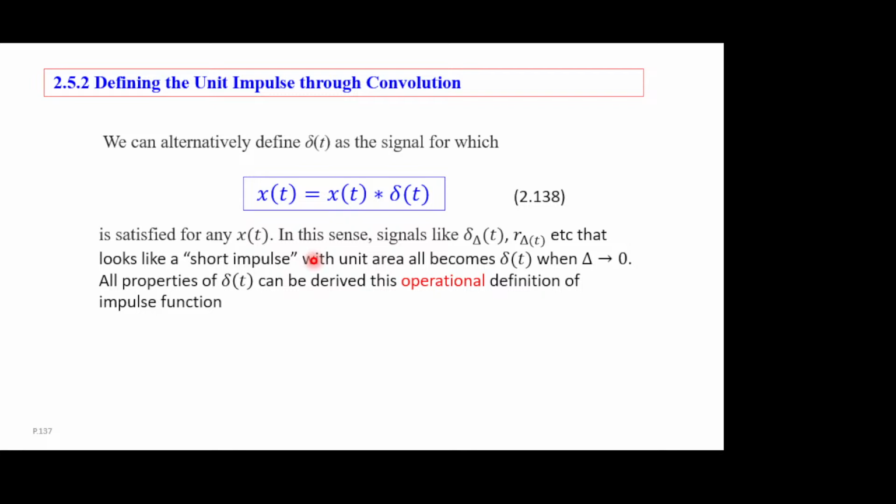We check that this is consistent with what we have. You can see that with delta triangle or r triangle, there is a typo here. But anyway, when you take triangle to 0, they will all satisfy this. So this is the operational definition. That's very nice.